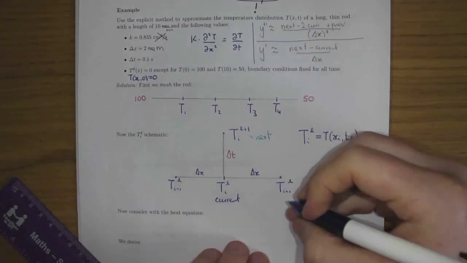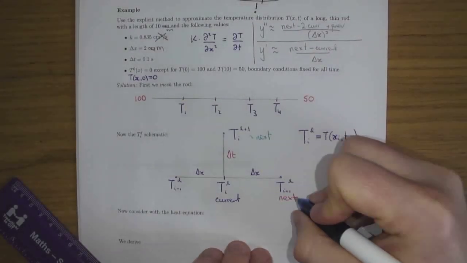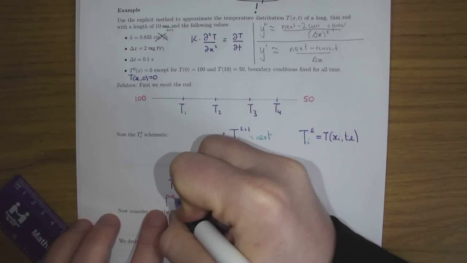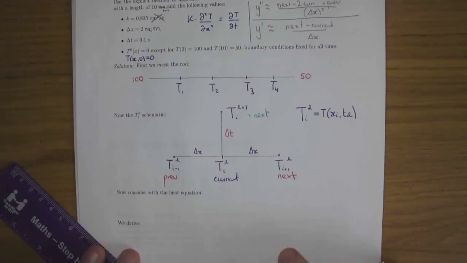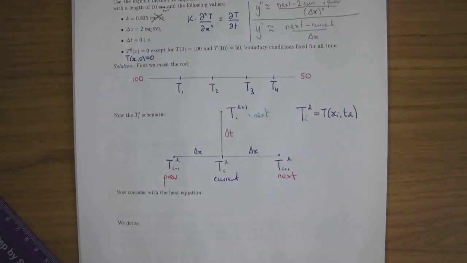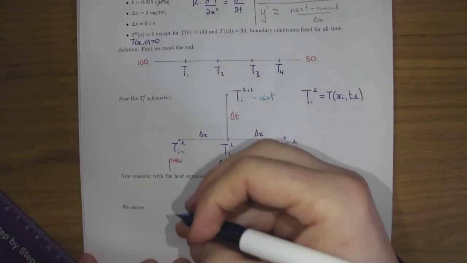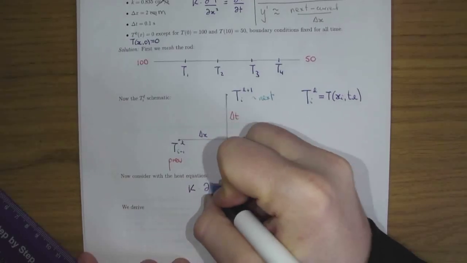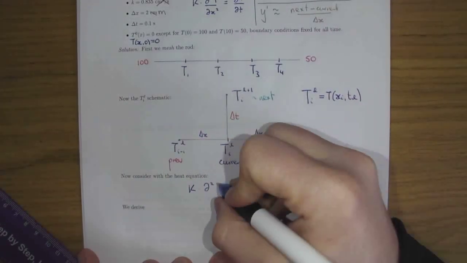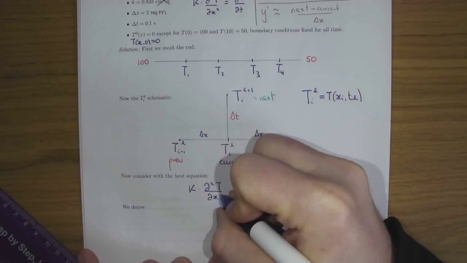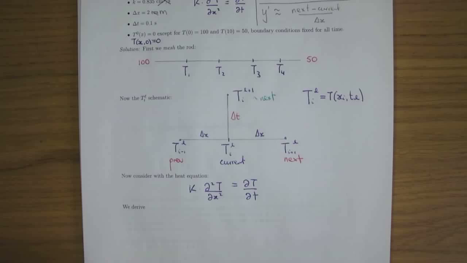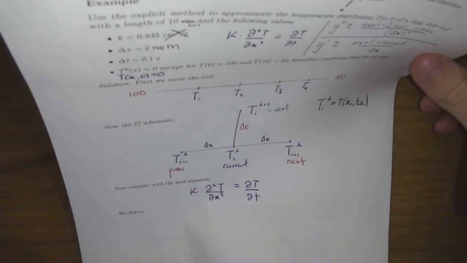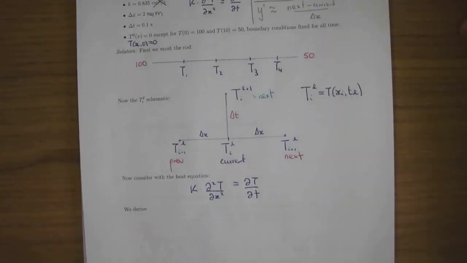The temperature here is the next in terms of distance, and the temperature here is the previous in terms of distance. Okay. Right, so what we want to do is the heat equation, which I've written up here. We'll just write it down again: K times the second derivative of temperature with respect to distance is equal to the derivative of temperature with respect to time. And what we want to do is derive an equation, and this I had to change the units around.